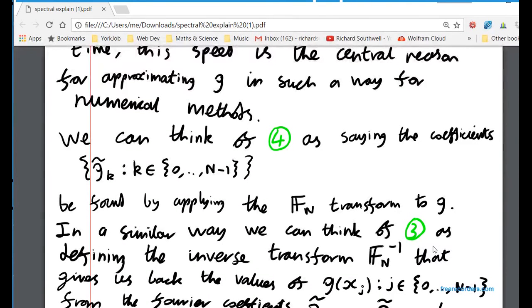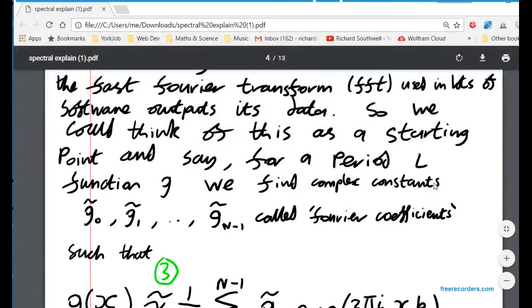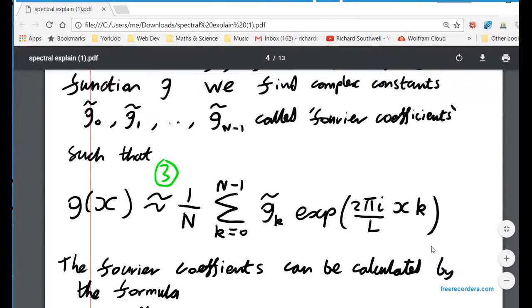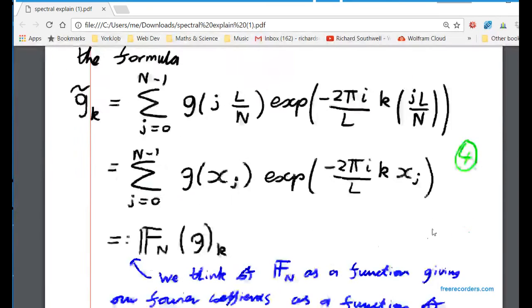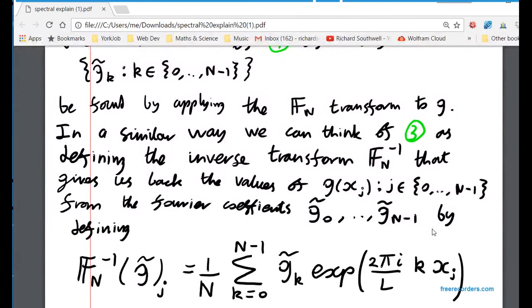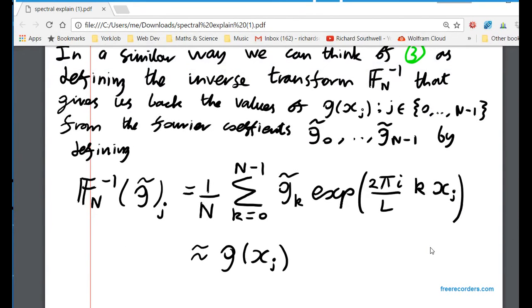Okay, so we have F_N. What about the inverse, F_N inverse? So F_N takes us from our data points to our Fourier coefficients. What about if we want to go from our Fourier coefficients back to our data points? Well, that's just exactly what this equation 3 is doing. We have the Fourier coefficients, we use those to weight exponentials, and we get an approximation of our values. So that's the inverse. If we write that equation again, we can just label it as the inverse of this F transform.